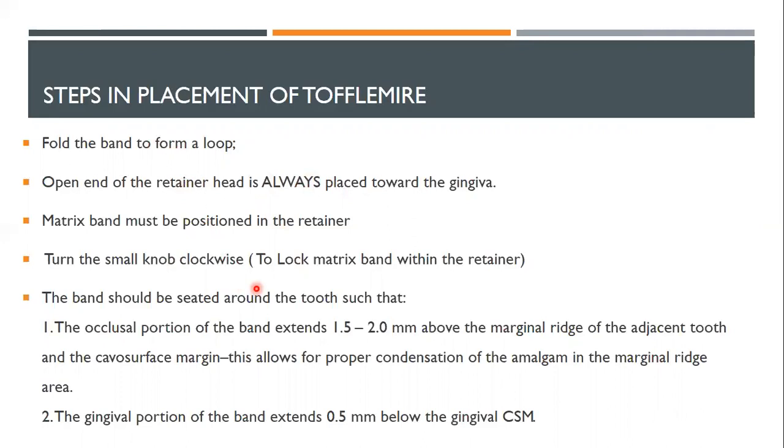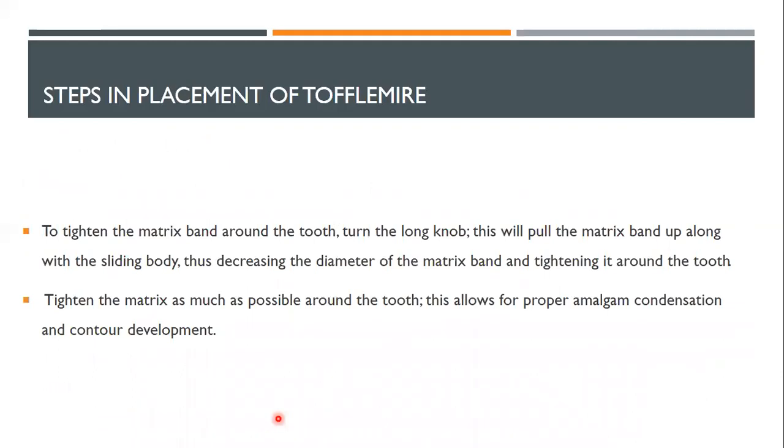within the retainer. And then when we are positioning the matrix band on the tooth, we have to take care that the occlusal portion of the band extends 1.5 to 2 mm above the marginal ridge of the adjacent tooth and the cavosurface margin, to allow for proper condensation of the amalgam in the marginal ridge area. And the gingival portion of the band extends 0.5 mm below the gingival margin, the cavosurface margin.